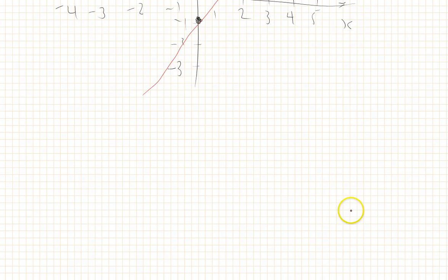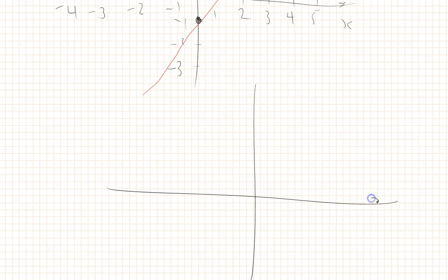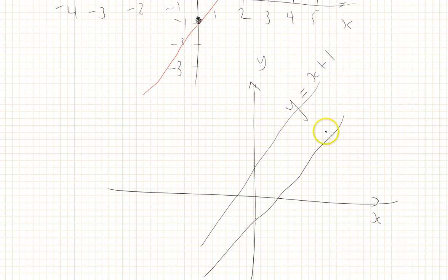I'm going to draw it again. That's x, and this is y. I'll draw it on the diagonal actually. Let's see if I can do that. Y equals x plus 1, and this one here is y equals x minus 1.